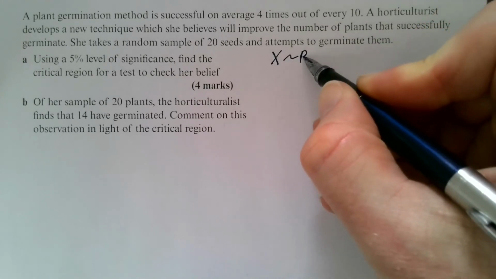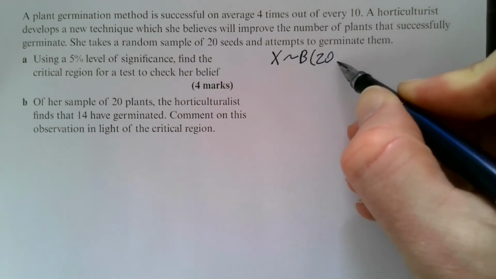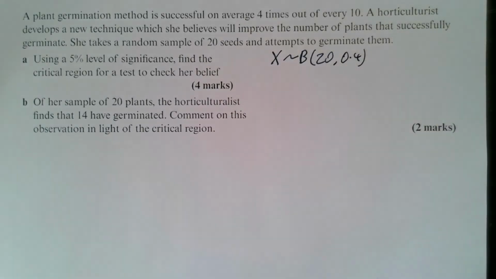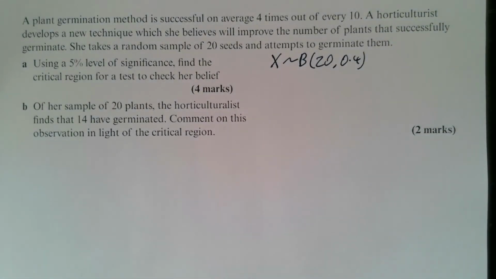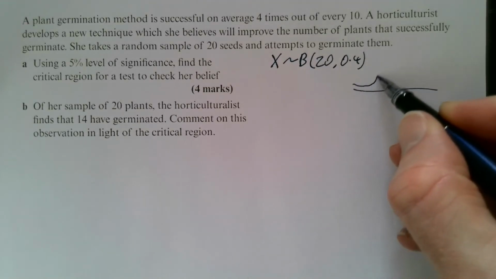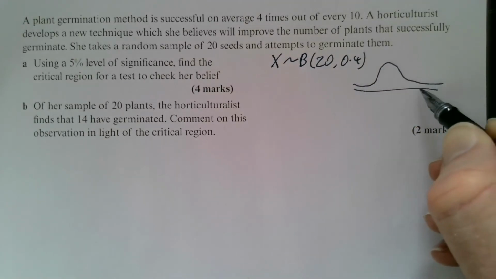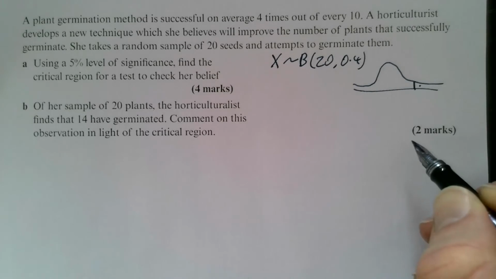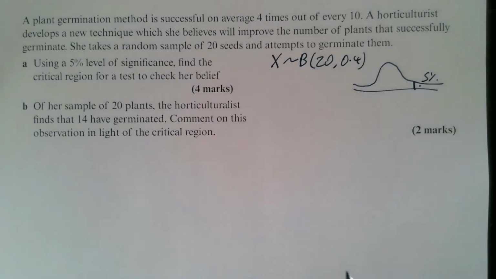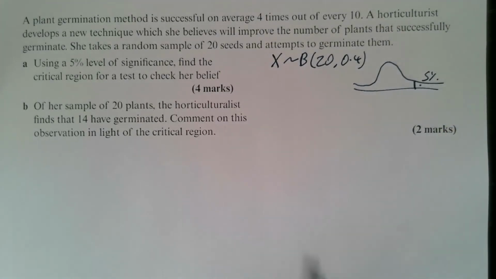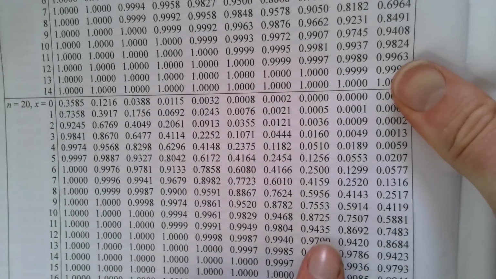So we've got our binomial, we've got 20 trials again, we've got the plant germinating 0.4 times again, and we are looking at the same idea up here, aren't we? So we want that to be 5% or less. So finding the critical region is just a case of going back again to finding where n equals 20 and it's 0.4. We got down here, didn't we?